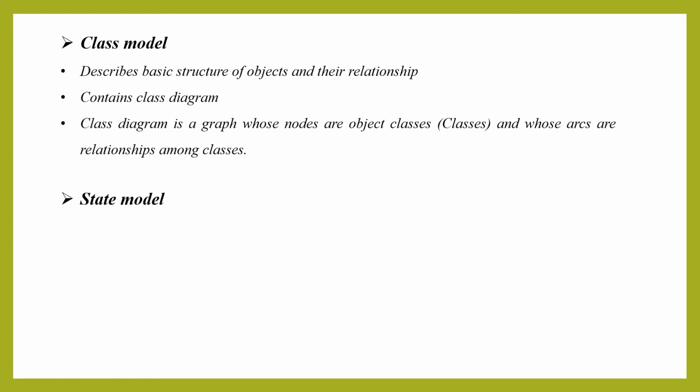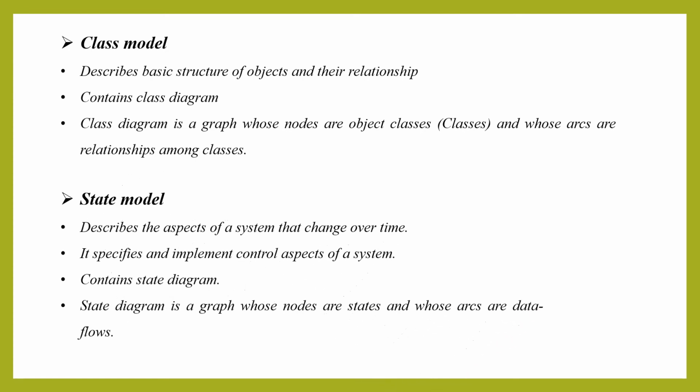Next we have the state model. It is for the life history of the objects, which describes the aspects of an object that change over time. An object may change as time changes. The state model specifies and implements control with the state diagram. As the class model contains the class diagram, the state model contains the state diagram. The state diagram is also a graph whose nodes are states and whose arcs are the data flow, showing how data flows from one object to the other.